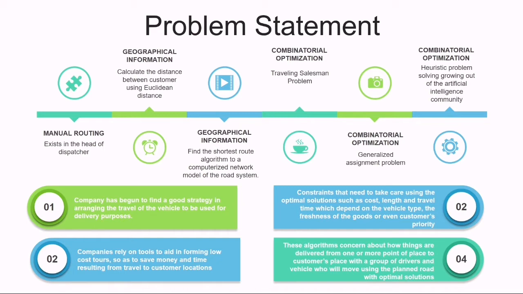To solve this, researchers have come up with an algorithm which is concerned about how things are delivered from one or more points or places to customer places with a group of drivers and vehicles who will move using the planned route with optimal solution.